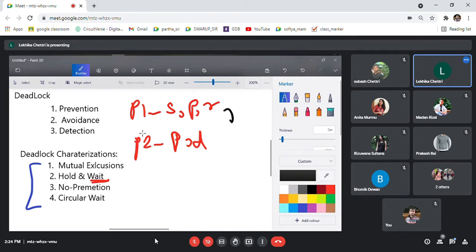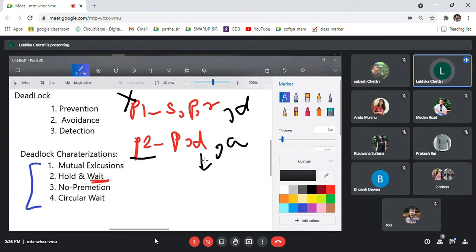Now P1 is holding S, P and R, and it is waiting for D. And P2 has resources P and D, it is waiting for A. So neither is preempting any of the resources. Let us say if P2 had agreed to preempt this resource D, that means if P2 had released resource D, then P1 would have completed its task, would have completed the execution. But P2 is not preempting this resource, and because of that P1 is unable to complete the execution.